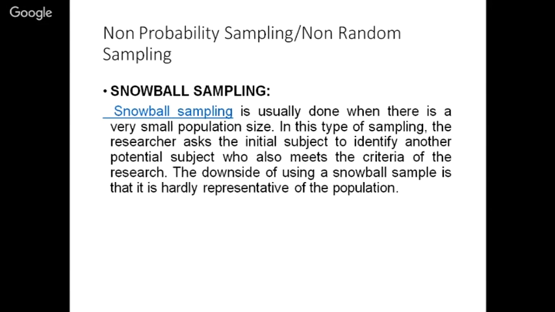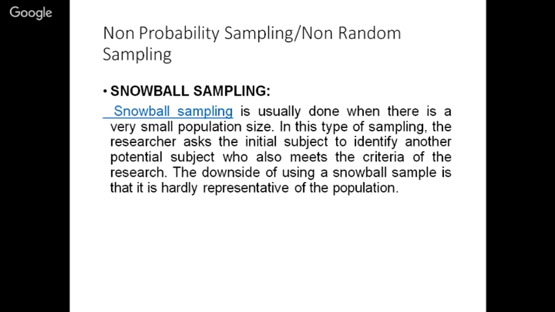So the basic difference between convenience and purposive sampling is that convenience sampling is totally dependent upon the convenience of the researcher, and that particular sampling technique is used to conduct various kinds of pilot study, whereas purposive sampling is used when there is a prefixed criteria that is defined by the researcher, and on the basis of that prefixed criteria he is going to select a sample for that particular research study.